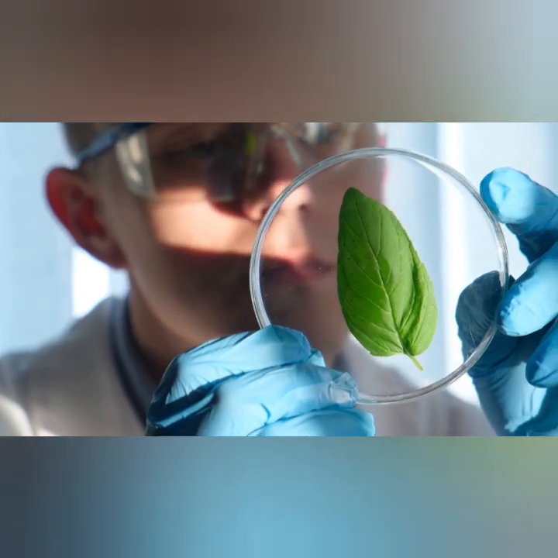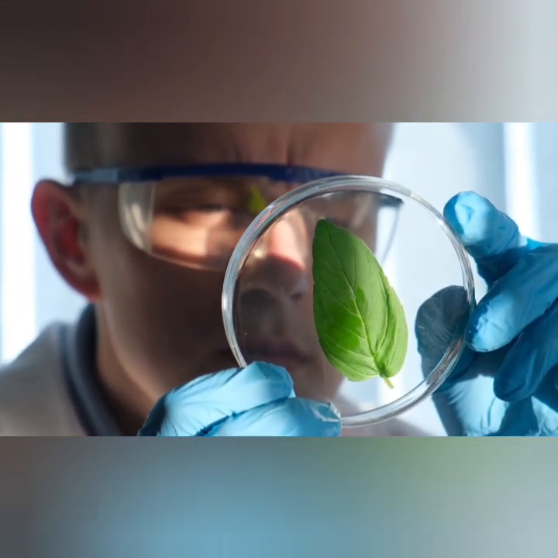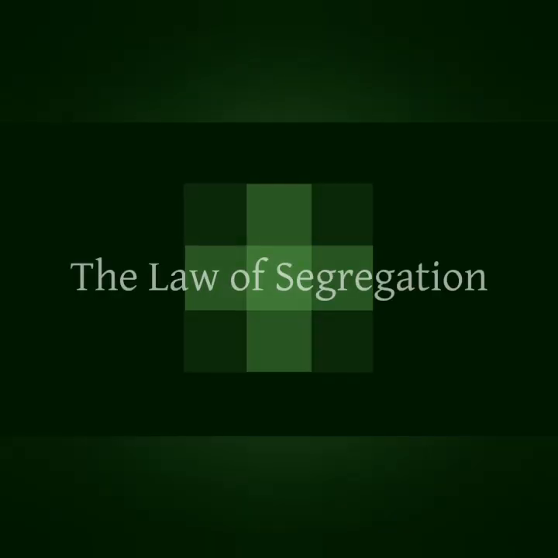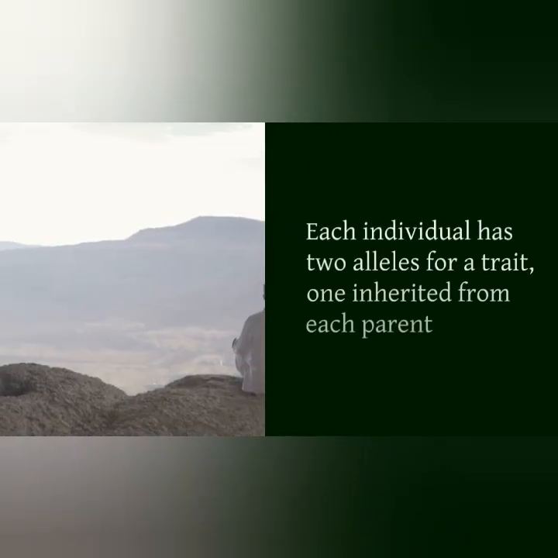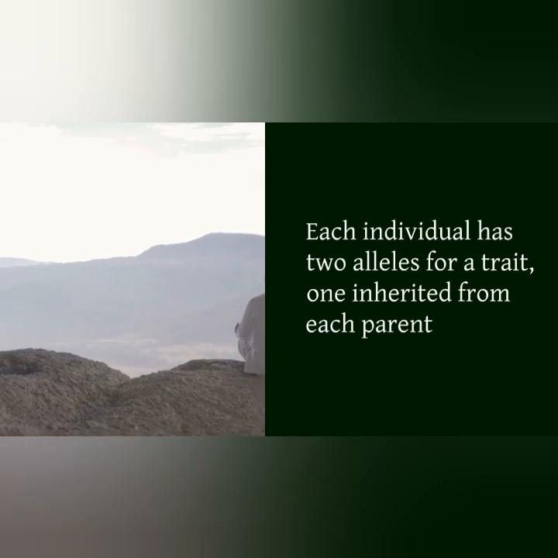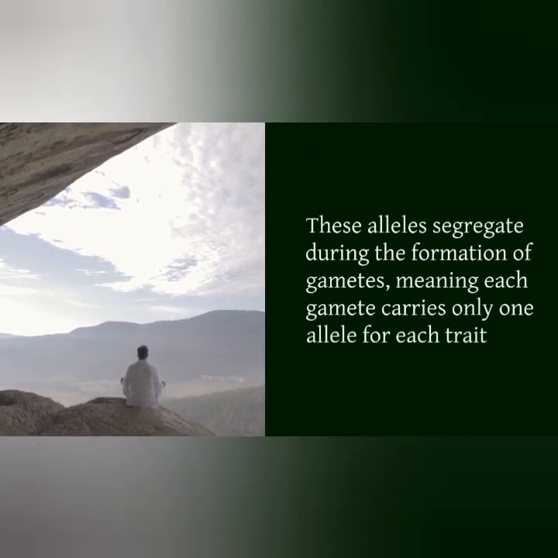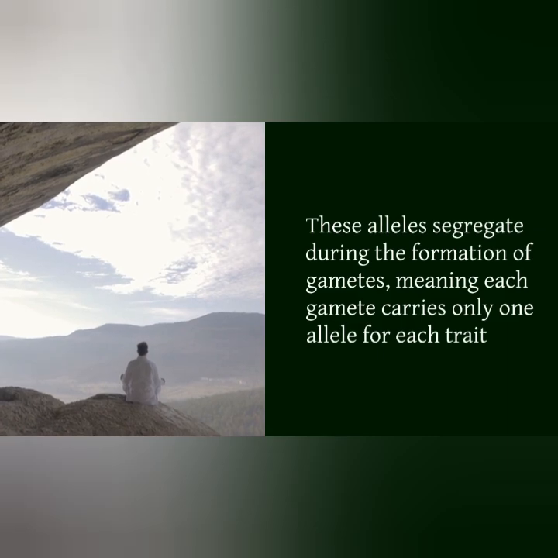Through his experiments, Mendel observed patterns that led him to formulate 2 fundamental principles of inheritance. The law of segregation. Each individual has 2 alleles for a trait, one inherited from each parent. These alleles segregate during the formation of gametes, meaning each gamete carries only one allele for each trait.